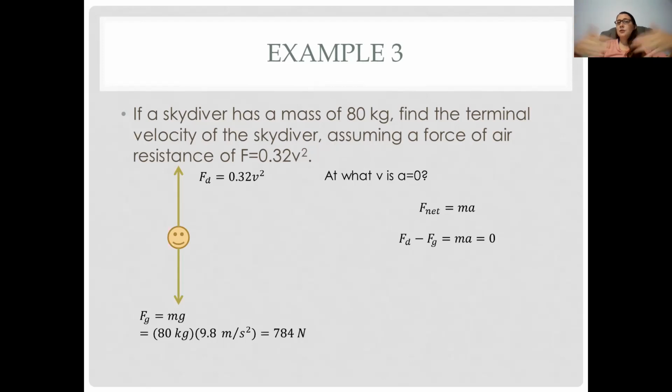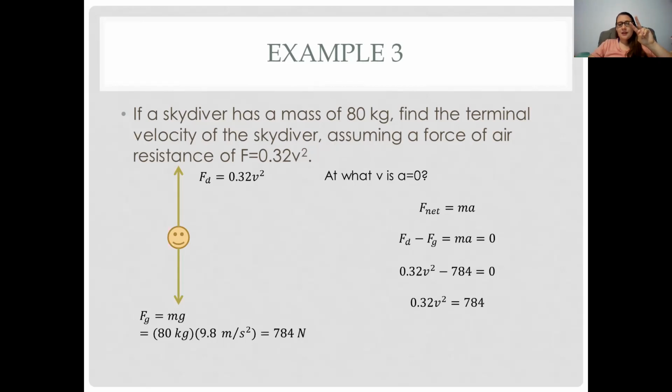So when we're adding these two things together in our net force equation, we have to keep in mind their directions. Force of drag is positive, force of gravity is negative, so drag force minus gravity equals mass times acceleration, which is 0, right? Acceleration is 0. So plugging in our values for these drag forces and gravity forces gives us this: 0.32 v squared minus 784 equals 0. These two forces are equal to each other at terminal velocity.